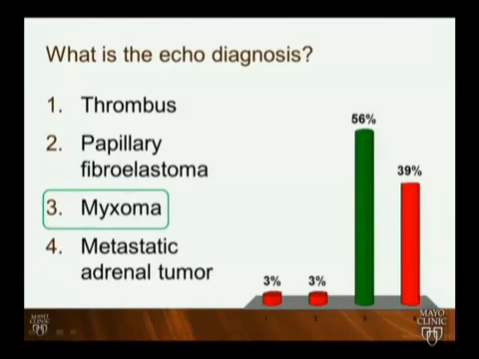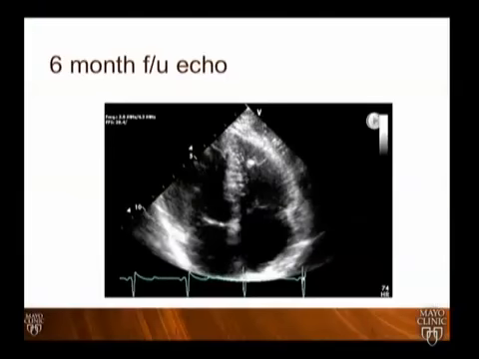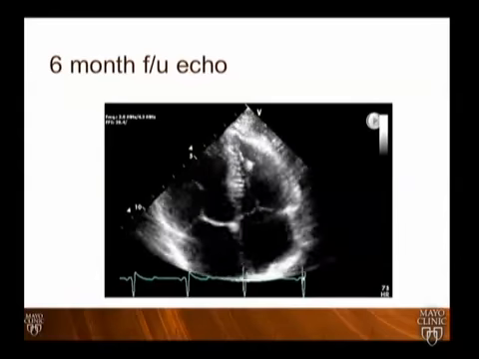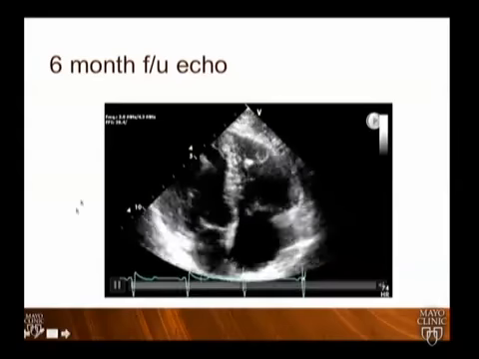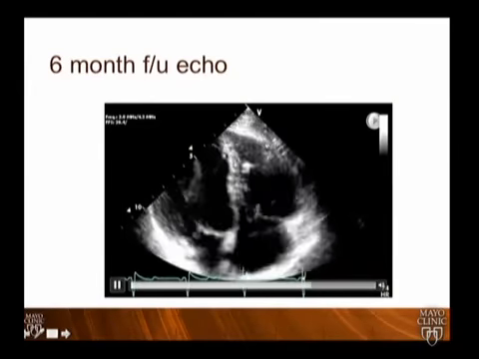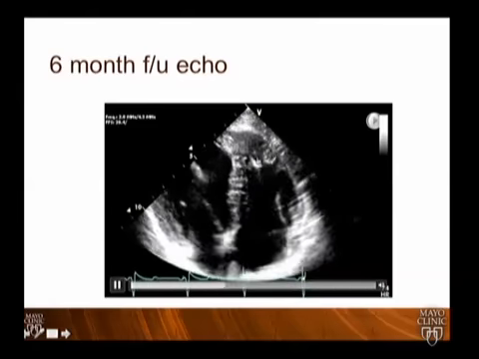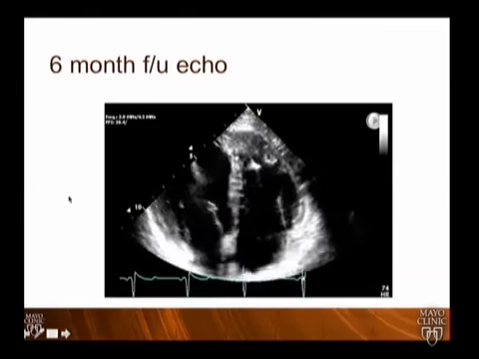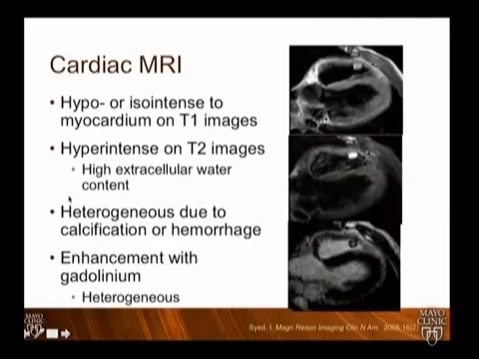Okay, so this is a myxoma, and I'll get to a few points about it in a second, but I just wanted to show you this was her 6-month follow-up echo. So she ended up having the myxoma resected out of the right atrium. Then she comes back 6 months later, and we saw this out here in the right ventricle. So not really a typical location for a myxoma. So we did a cardiac MRI.